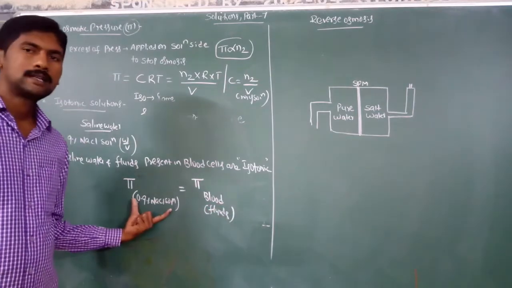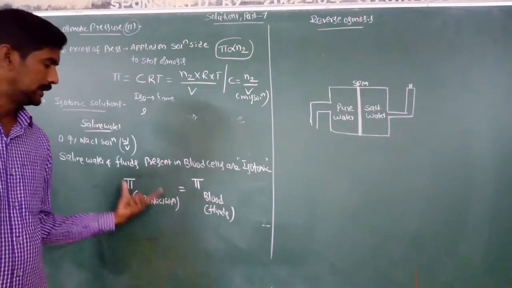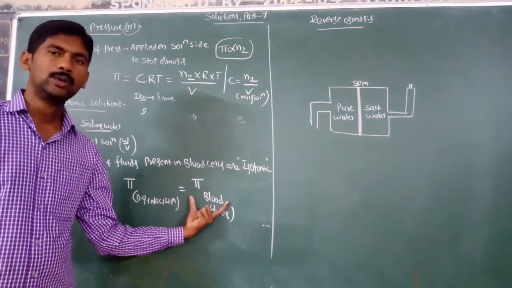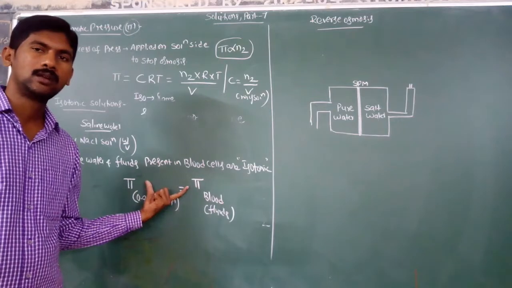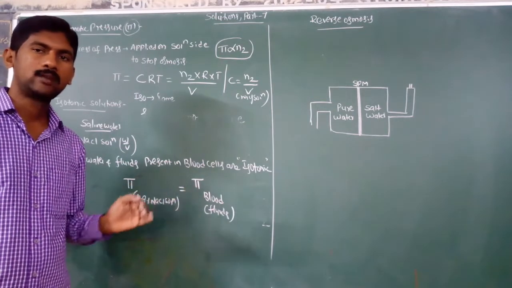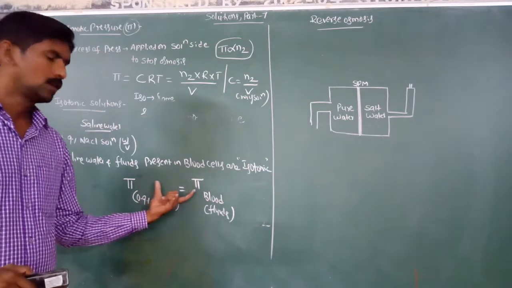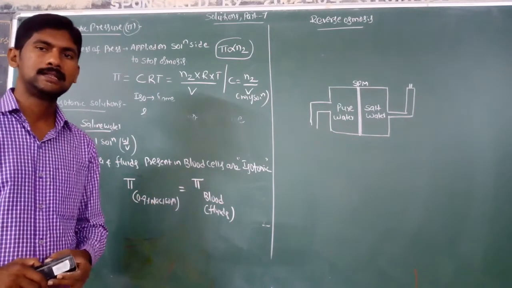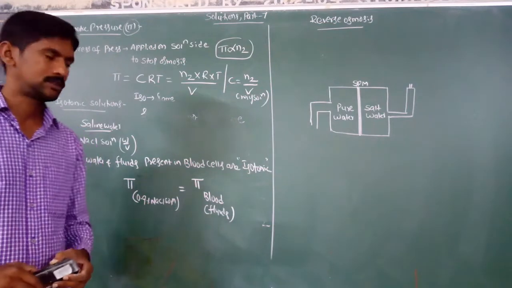So saline water is a 0.9% sodium chloride weight by volume solution. It is isotonic with fluids present in the blood cells. Both are isotonic solutions. Therefore, saline water is administered into the body. Due to this isotonic nature, saline water is easily administered into the body through the veins.